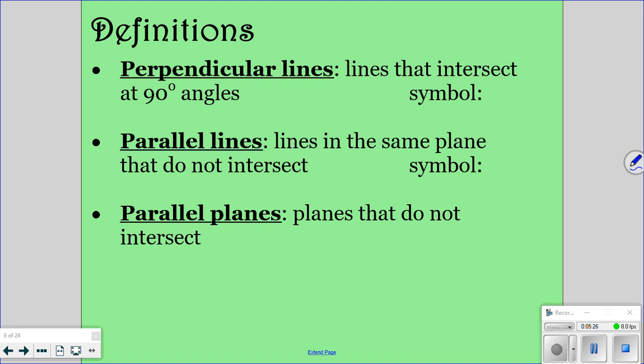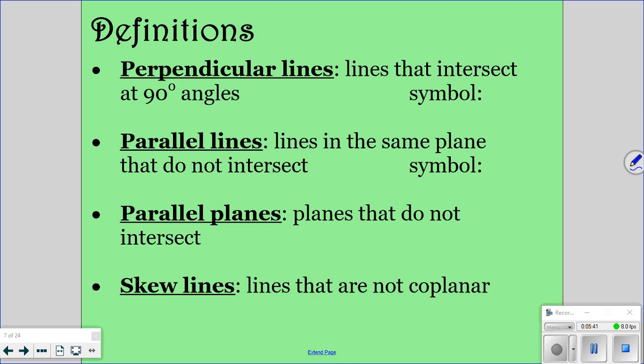Your desk is a flat surface, and the floor is a flat surface. Those are both planes that are parallel. There are lots of parallel planes. Maybe y'all can think of some other ones. Skew lines are lines that are not coplanar.